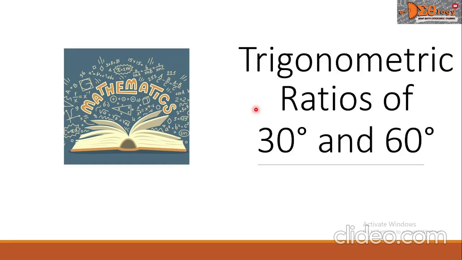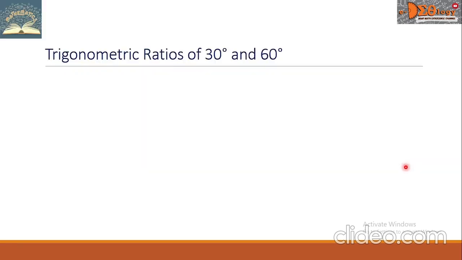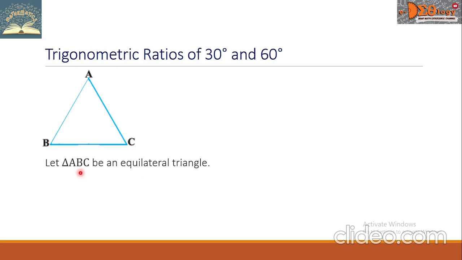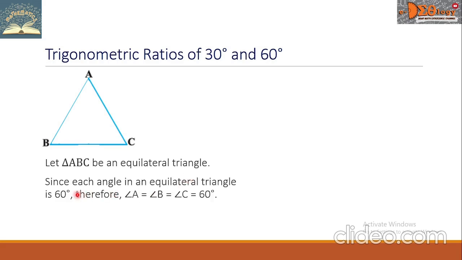Hi everyone! Today we're going to study trigonometric ratios of 30 degrees and 60 degrees. Let this triangle ABC be an equilateral triangle. Since each angle in an equilateral triangle is 60 degrees, angle A is equal to angle B and is equal to angle C, all of them equal 60 degrees. So we can write the angle B to be 60 degrees.